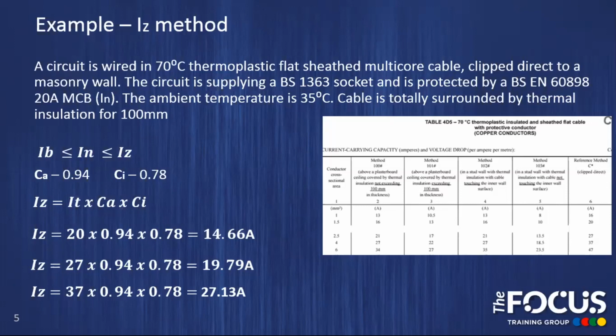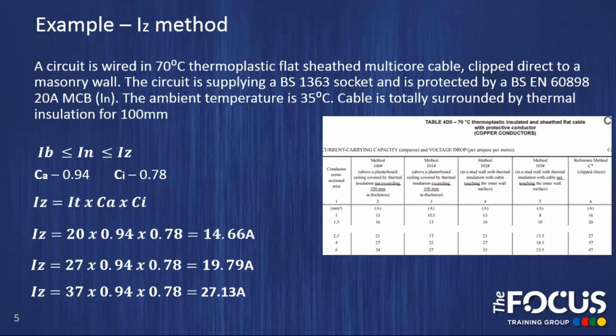Just a recap on the criteria we need to meet: Ib, our design current, should be less than or equal to In, our protective device rating, which should be less than or equal to Iz, the current-carrying capacity of our cable given the specific installation conditions. If we use the relevant tables of BS 7671, we'll find that our rating factors for our given scenario are Ca, for ambient temperature, which is 0.94, and Ci, our thermal insulation rating factor, which is 0.78. We then look at our formula for calculating Iz, and it is It times our rating factors.